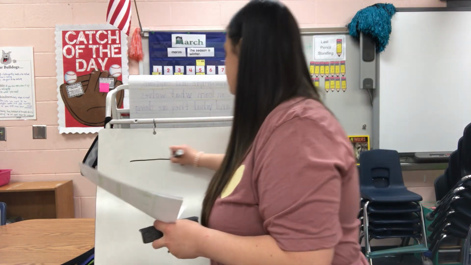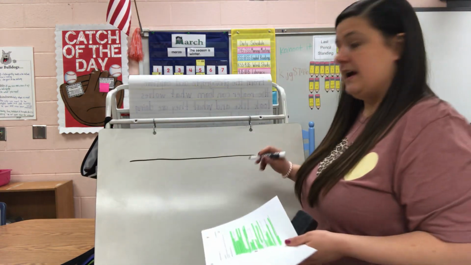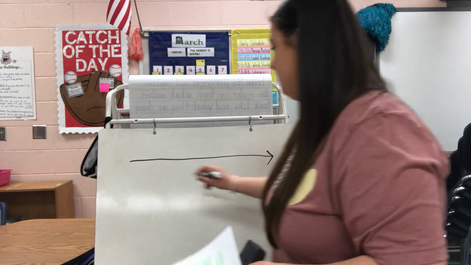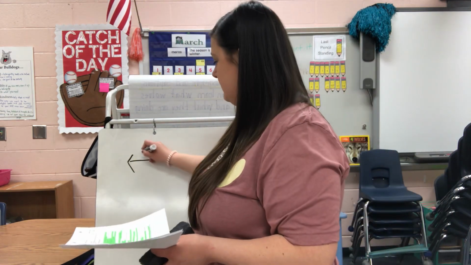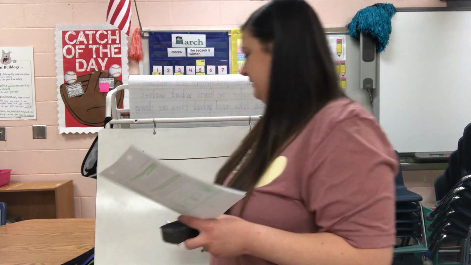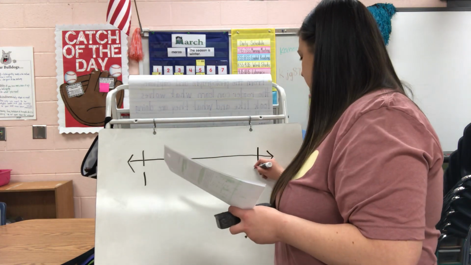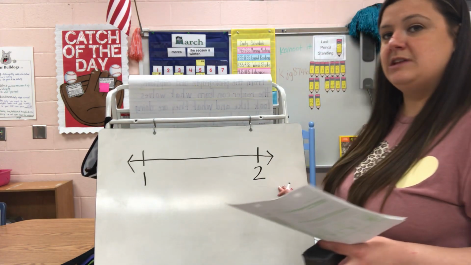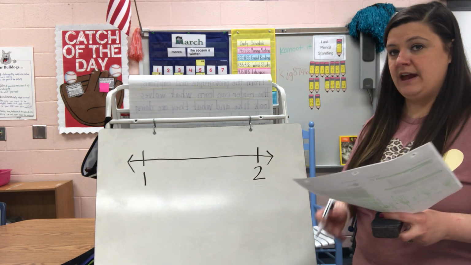For my number line, I'm going to draw arrows at both ends, and we're going to start the beginning of my number line with the number 1. And I'm going to end it with number 2, just like this. And you can draw that along on your paper.